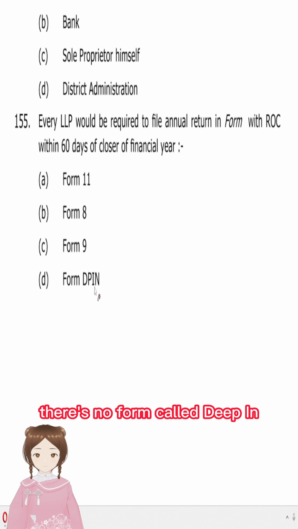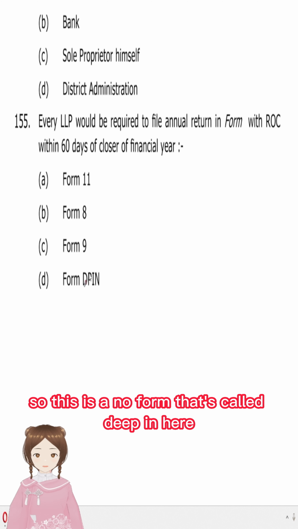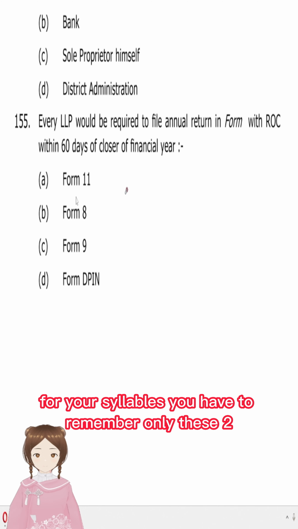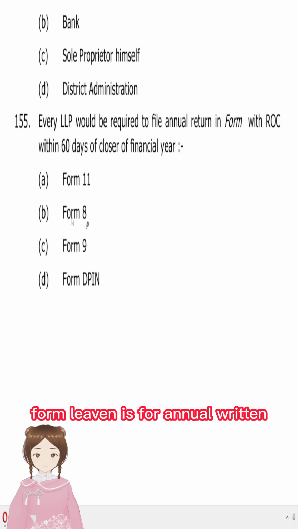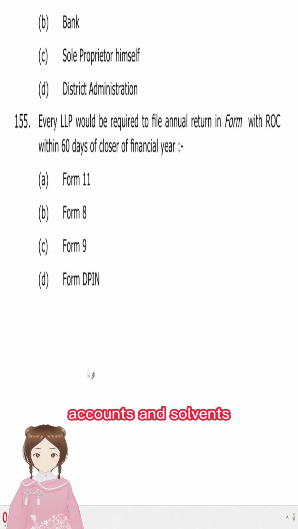Form DIPEN, there's no form called DIPEN. You have to submit DIR 3 for DPIN, that is designated partners identification number. So there is no form called DIPEN here. So option A, form 11 is for annual return. For your syllabus, you have to remember only these two. Form 11 is for annual return. Form 8 is for statement of accounts and solvency.